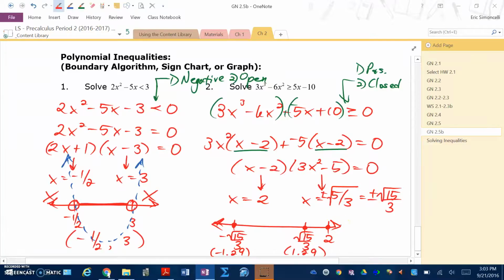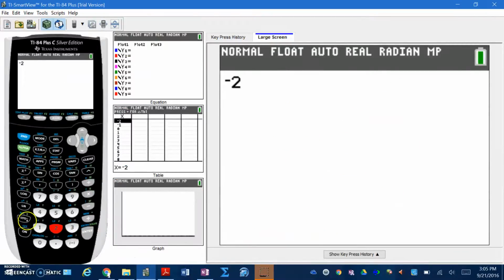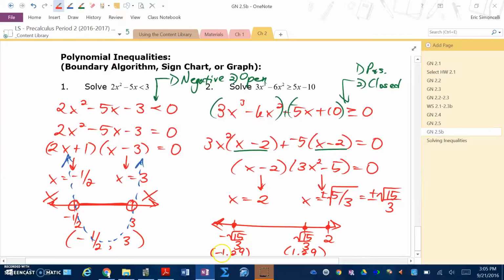And we'll go through and test intervals. When it comes to testing intervals, you're going to type in on your calculator a number that is less than negative 1.29, between negative 1.29 and positive 1.29, then between 1.29 and 2, and the fourth and final interval will be greater than 2. Let's type in a number like negative 2. So we type negative 2, store as x, and then we type in the original problem, with the inequality set so that it was greater than or equal to 0: 3x cubed minus 6x squared minus 5x, or plus and negative, which is still okay, plus 10. Just simply type that in.